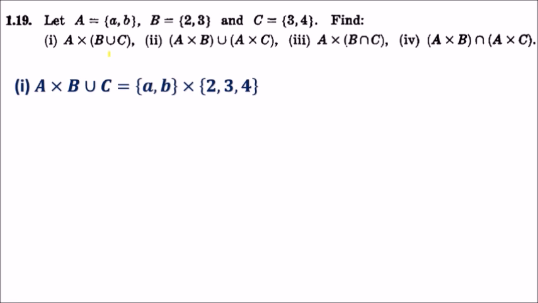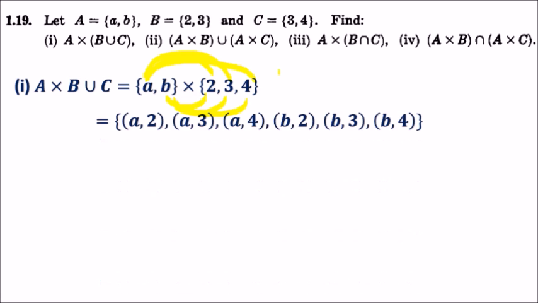So getting the product. So A, nakita natin na may elements na a and b. And then yung B union C. Okay, pagsamahin lang natin yung B and C. So we have 2, 3, and 4. And pwede na natin ngayon i-partner-partner sila, no? Ganun, no? a2, a3, a4, and then b2, b3, b4. And listing all the elements we can have here.